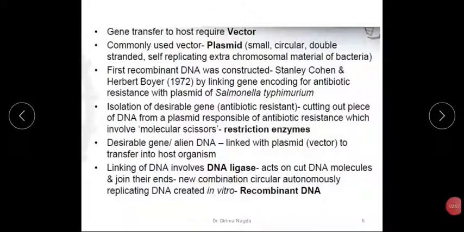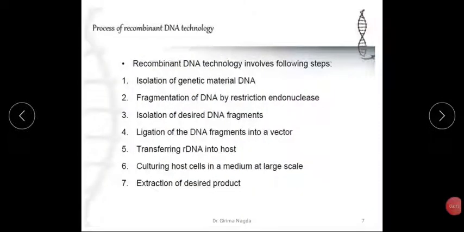Now these are all the basic things which you will be studying in the initial units. You can just go through these slides. You all know about vectors, plasmids, restriction enzymes which are known as the molecular scissors, etc. You kindly go through these slides and if you have any doubt you can ask.